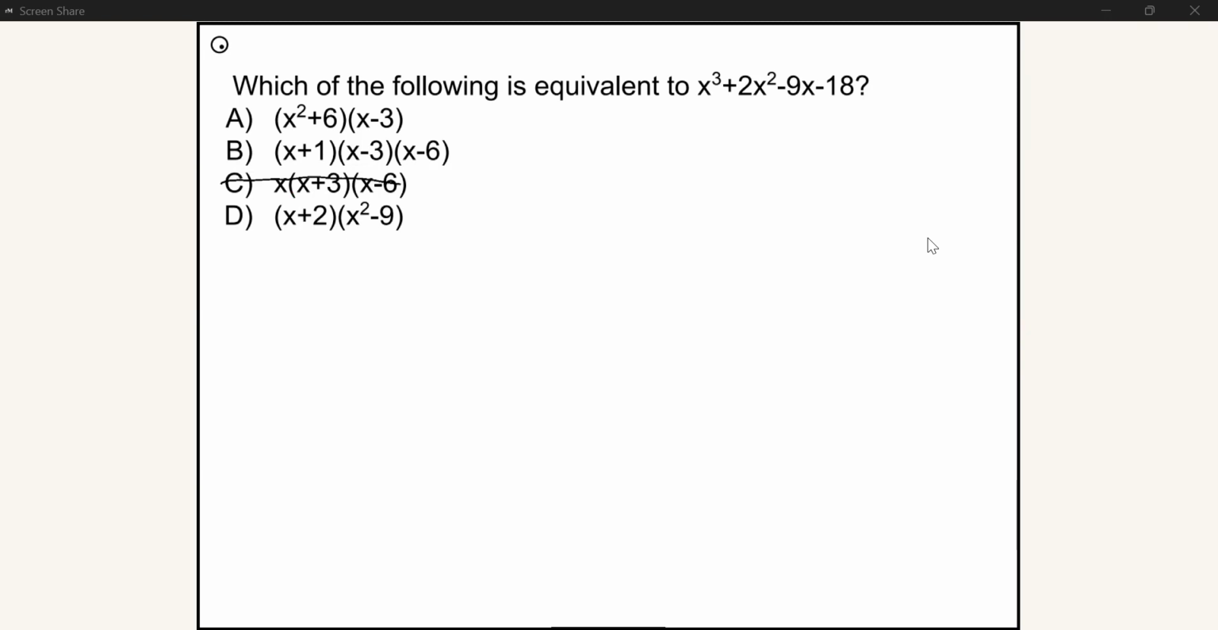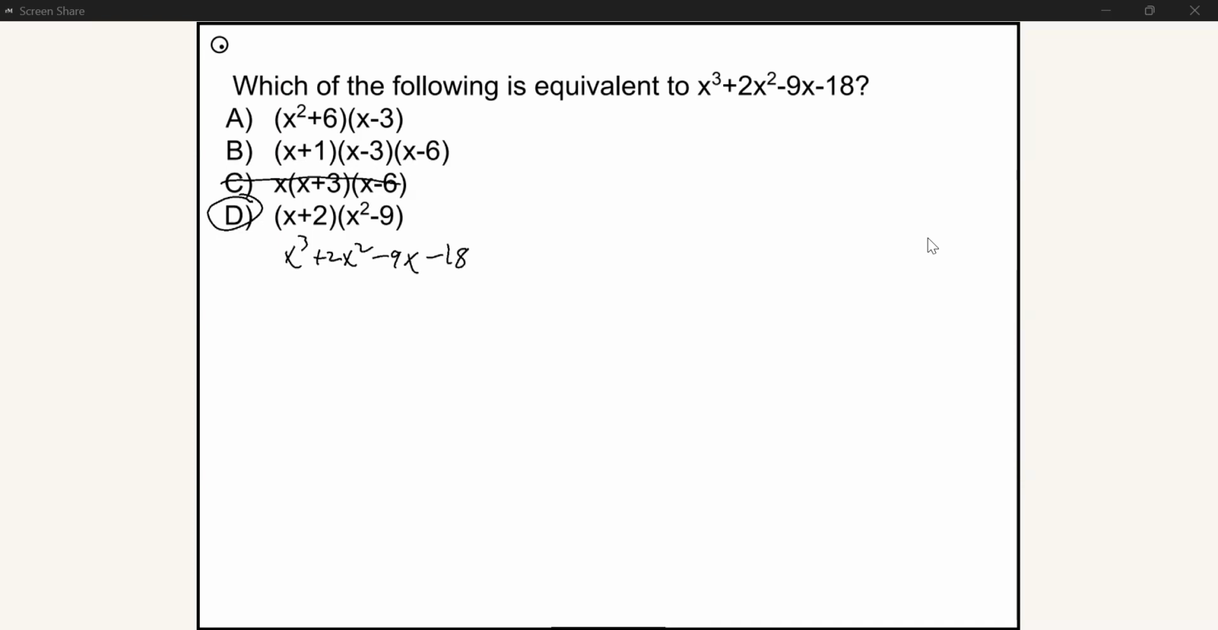And then let's go to D, right? X times x squared gives me x cubed. 2 times x squared gives me 2x squared. X times negative 9 gets me negative 9x. And 2 times negative 9 gets me negative 18. And if we look, actually, that's exactly the answer. So I got lucky on my first attempt after eliminating C. I found the answer. But let's check the other ones just in case.